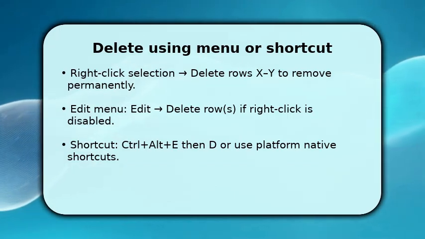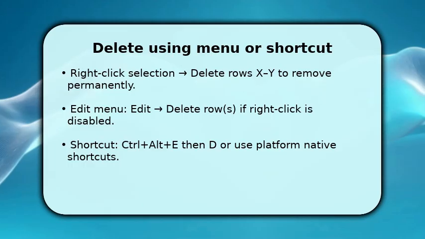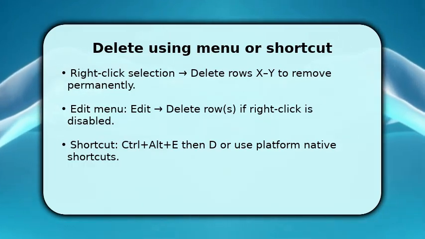Once done, check adjacent row numbers and any formulas that reference those rows. Google Sheets auto-adjusts some ranges, but other functions may need manual updates to avoid broken references.